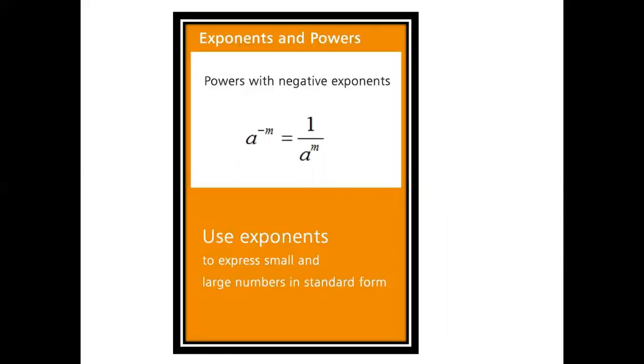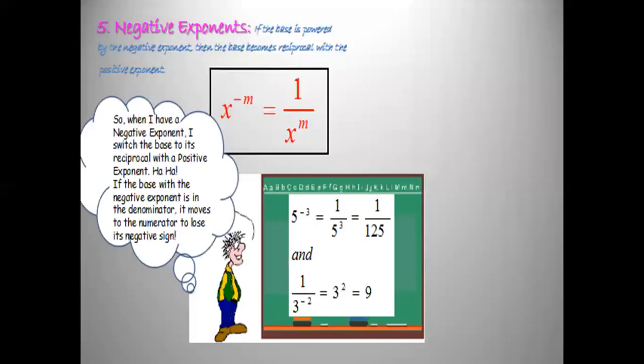Last, fifth law, that is powers with negative exponents. Any number whose power is negative, how can we convert it into a positive exponent? A raised to the power minus m is equal to 1 upon a raised to the power m. If the base is powered by the negative exponent, then the base becomes reciprocal with positive exponent. x raised to the power minus m will become positive when you write 1 upon x raised to the power m. For example, 5 raised to the power minus 3 is given. So when we convert it, 1 upon 5 raised to the power 3, it will become positive. And then we can convert the value also, that is 1 upon 125.